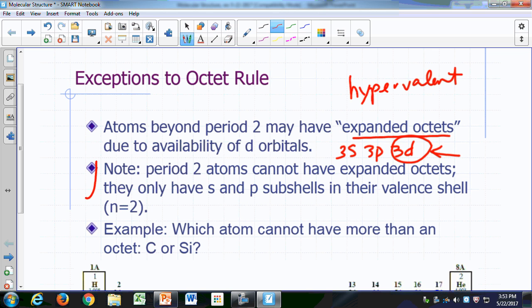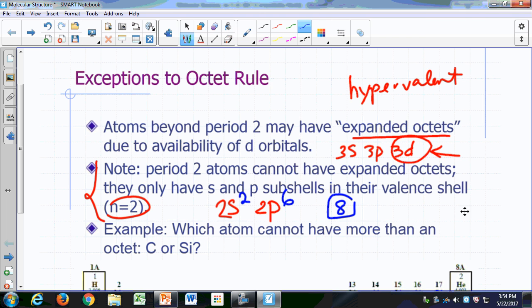Whereas for atoms in the second period of the periodic table, the outermost shell is the second shell, and for n equals 2, you can only have 2s and 2p subshells. So the most you can put in a 2s is 2 electrons. The most you can put in a 2p subshell is 6 electrons. So you're limited to 8. The second period atoms cannot exceed more than 8 electrons around them.